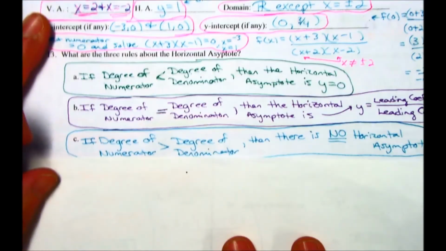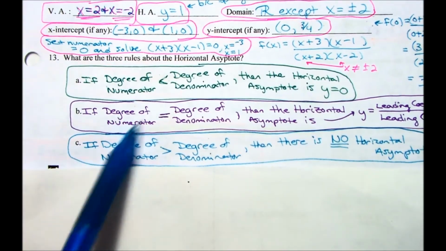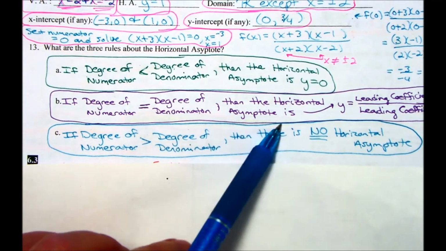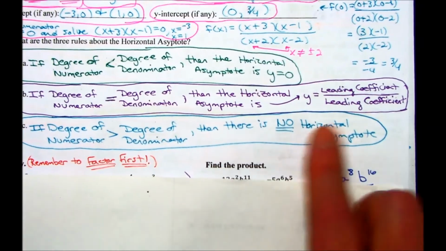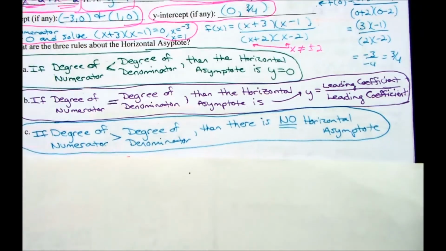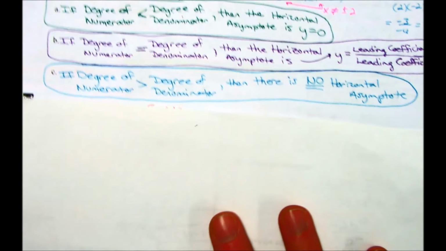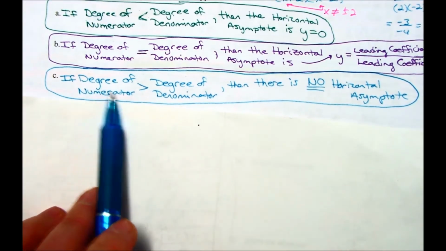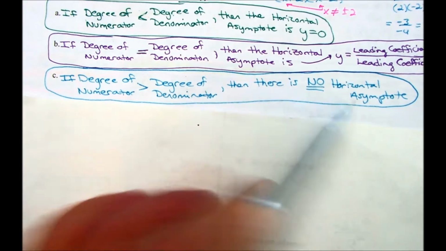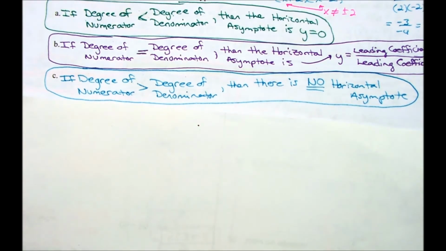The next scenario is if the degree of the numerator is equal to the degree of the denominator, then the horizontal asymptote is y equals the leading coefficient over the leading coefficient of your numerator and denominator. And then the third rule for horizontal asymptote was that if the degree of the numerator is greater than the degree of the denominator, then there's going to be no horizontal asymptote at all.